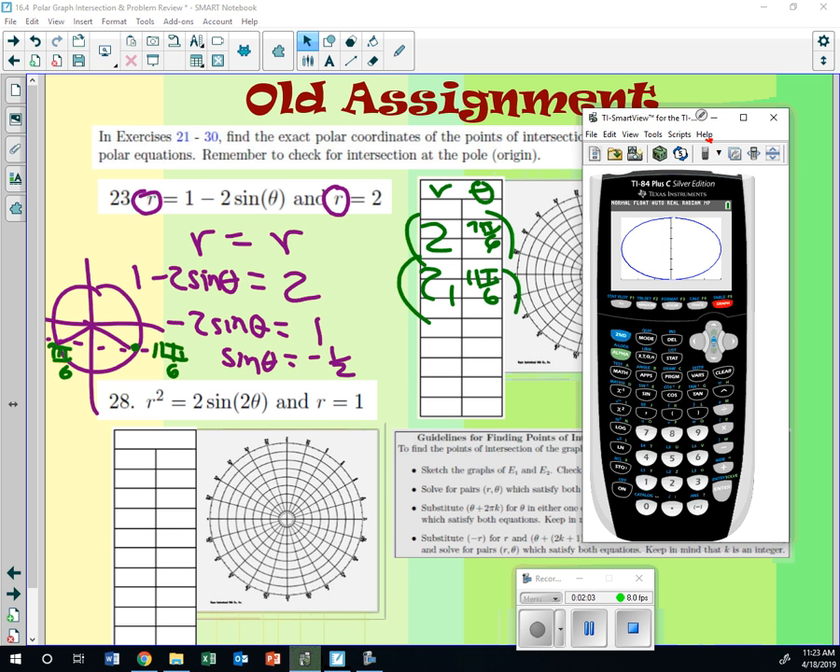So I'm pulling up a calculator. I'm going to put in the two equations: 1 minus 2 sine theta, it was just theta, right? Sine theta. And then the other one is just 2. Okay. And when I check my settings, I think everything's fine. We're going to go 0 to 2 pi.